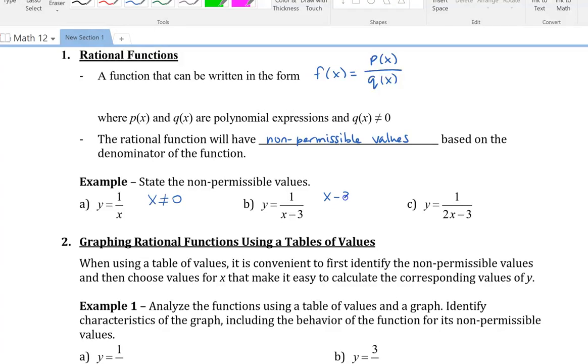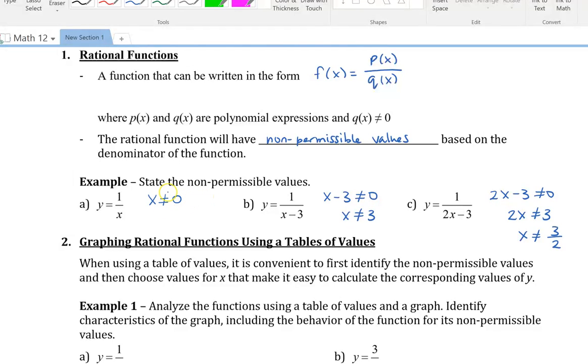The second one has a denominator of x minus 3, and again the denominator cannot equal 0. So therefore x cannot equal 3. And then the last one, 2x minus 3, the denominator cannot equal 0. So 2x cannot equal 3, and then x cannot equal 3 divided by 2. Now you'll sometimes see in textbooks where it actually says x equals 0, x equals 3, and x equals 3 over 2. It's just how the textbook would like to state non-permissible values.